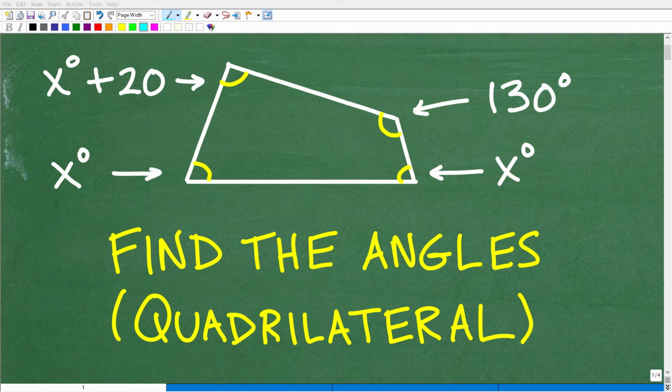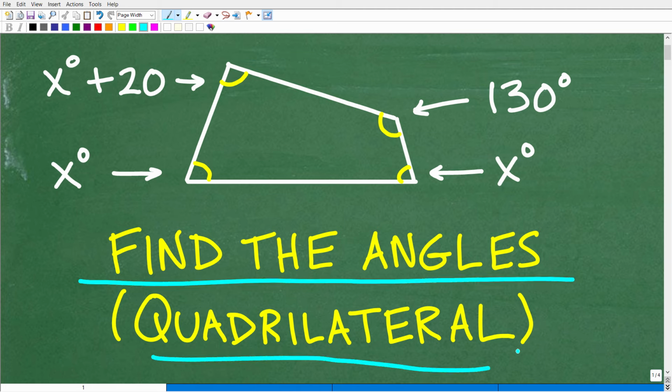Okay, so let's take a look at a type of problem that you will definitely see in all geometry and algebra courses, and that is finding the angles for a particular shape or figure. The question here is: find the angles of this quadrilateral, a four-sided polygon. We have this angle being x degrees, this angle x degrees, this angle 130 degrees, and this angle x plus 20 degrees. We want to find the actual angles in degrees.